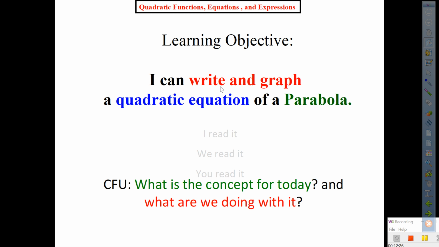So, our objective for today, I can write and graph a quadratic equation of a parabola. Get a Cornell note ready. Don't need a Frayer model, but you do need to take notes. And also, could I get, let's see, the first person on each row, go get a graph paper for your row. They're over there on top of the cart, and I'll give you guys time to set that up.